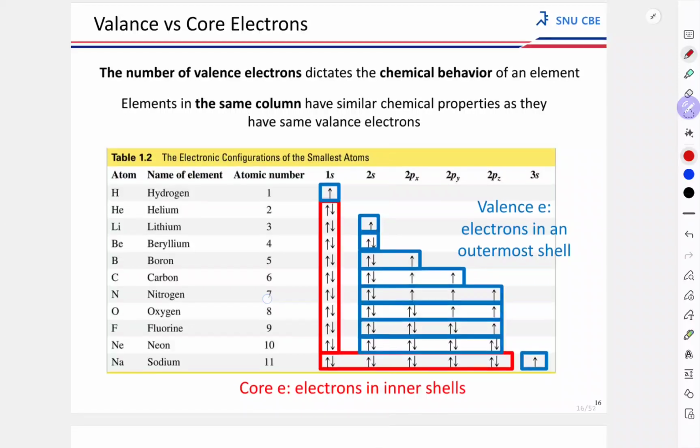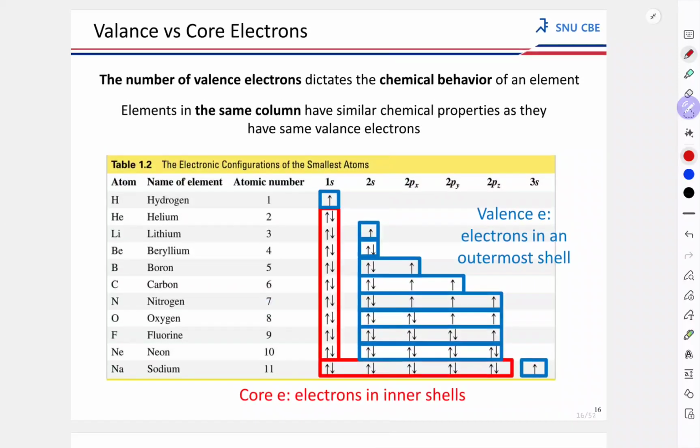With all these principles and rules, you can define what valence and core electrons are. The number of valence electrons is very important. Basically, it dictates and defines the chemical behavior of a given element. That's why we care a lot about valence electrons. Elements in the same column of the periodic table have similar chemical properties since they have the same number of valence electrons.